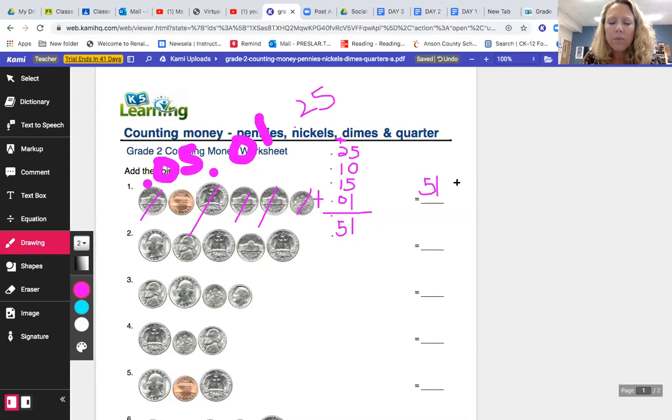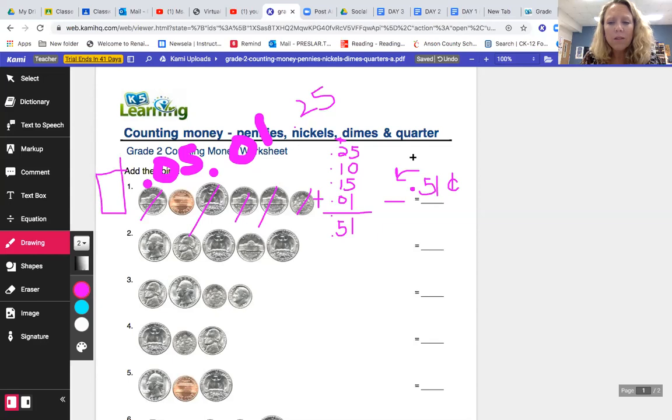Now, I think it's important that you put your cent sign. I also feel like it's important to add your decimal point in because anything beyond the decimal point on this side is where your whole dollars go. It might be $1.51 if I had a dollar bill over here to add to my money amount. So I hope that kind of shows you an example of adding money.